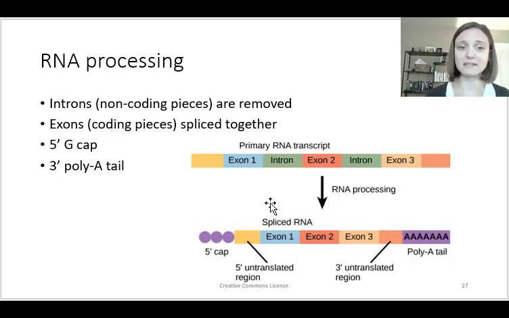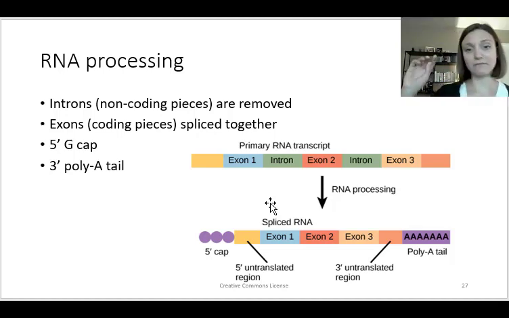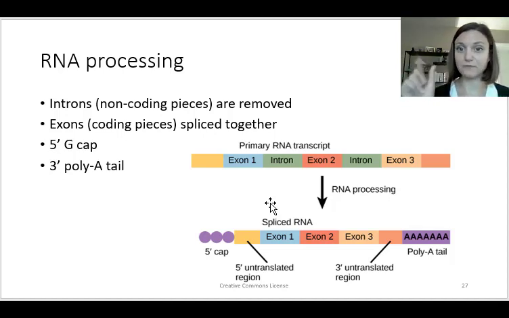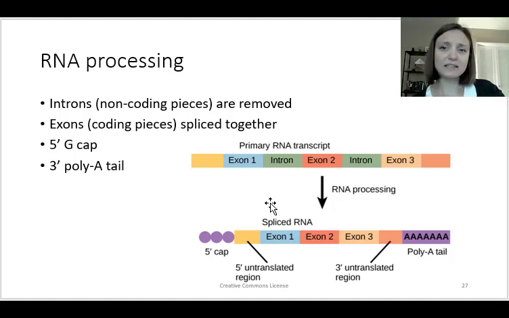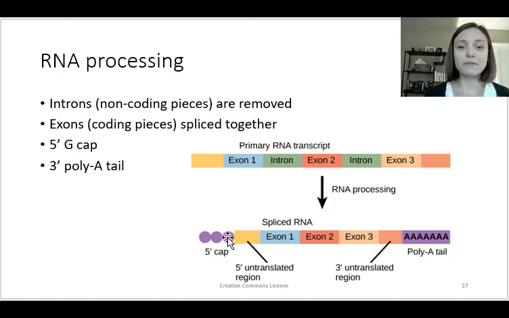So that's the editing piece. Now we're going to add on a 5' G cap. On the 5' end, we're going to put just a few guanines. And then on the other end, we'll have what we call a 3' poly-A tail. We're going to put a lot of adenines on the other end of this transcript. This 5' G cap is helpful in starting the process of translation. It's helpful in getting that RNA transcript to attach to the ribosome that's going to be responsible for translation.